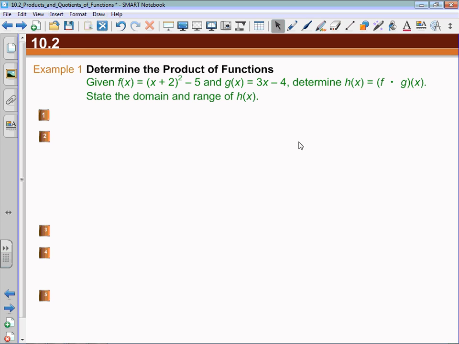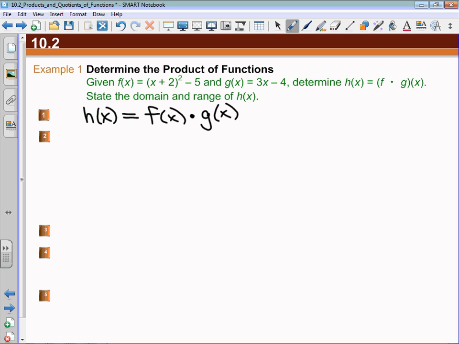All right, example one in 10.2 wants us to do the product of two functions. So they give us f of x, they give us g of x, and then they tell us how h of x is defined. I'm just going to tweak it a little bit, and I'm going to say that h of x, I am going to write as f of x times g of x.